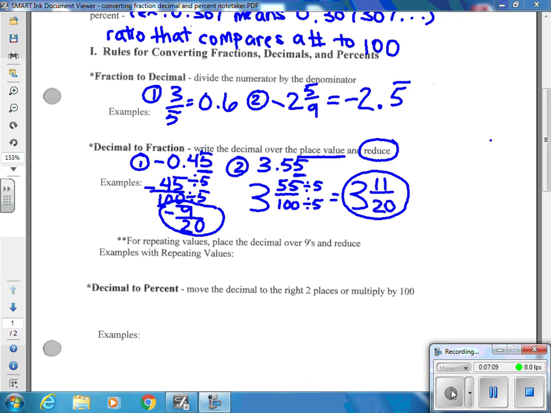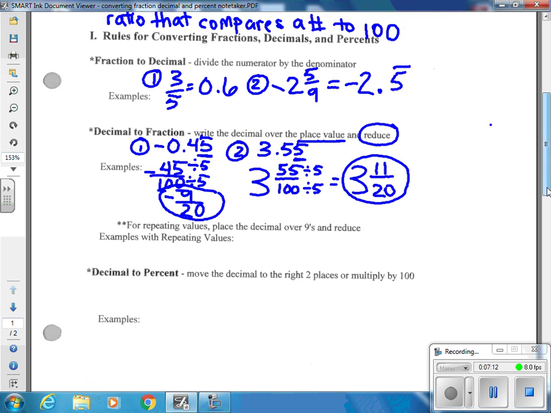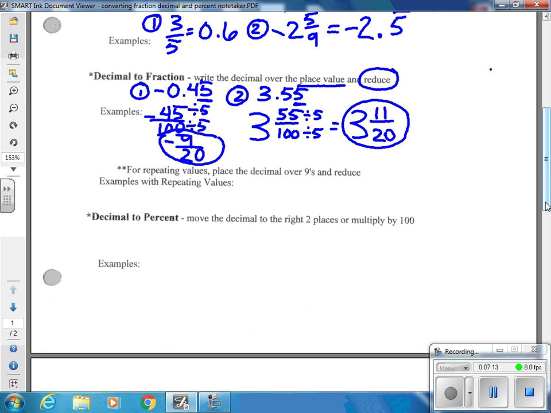All right, now, along the lines of writing a fraction, there is a special case for repeating values. Those are those numbers that keep going on and on and on. You're going to place the decimal over 9s instead of 10, 100, 1000, and so forth, and then reduce. My trick in saying this is that if there's a line, you need a 9. They rhyme. So line, 9. And that'll hopefully help you remember how to make the fractions out of this. So we'll do 2 examples of these as well.